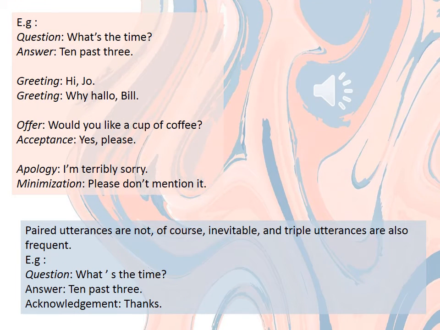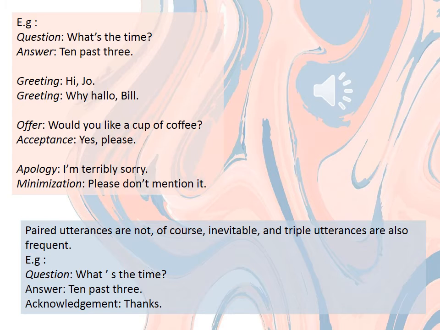These are examples of turn-taking. The first one is between question and answer. The question is, "What's the time?" and the answer is, "10 past 3." The second one is between greetings. Bill greets Joe with "Hi Joe," and Joe takes his turn and greets Bill back with "Why hello Bill."